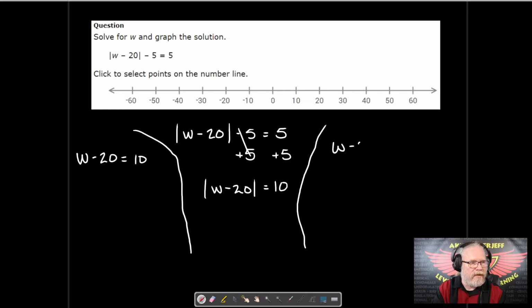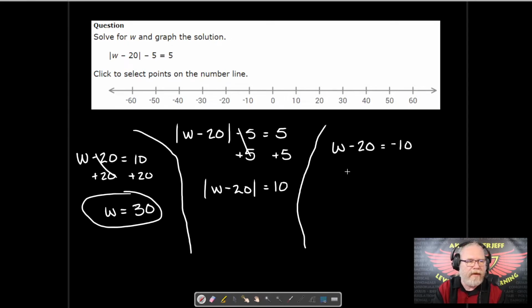So W minus 20, again, what's inside of the absolute value portion. And then we want the negative form of the answer. So instead of positive 10, we're going to make it negative 10. Let's work those two out, get our two solutions. W minus 20. So let's add 20 there to get rid of that negative 20. What we do to one side, we're going to do to the other. Those 20s cancel each other there. Leave me with W on the left. And 10 plus 20 is 30. So my first solution is W equals 30.